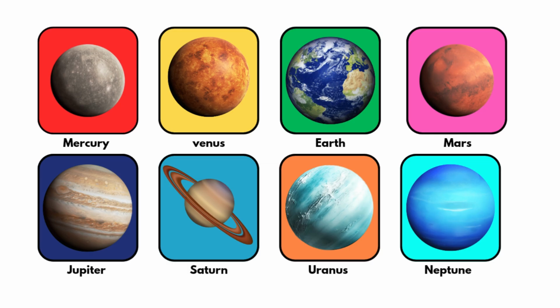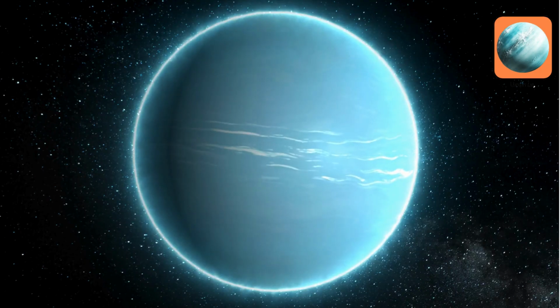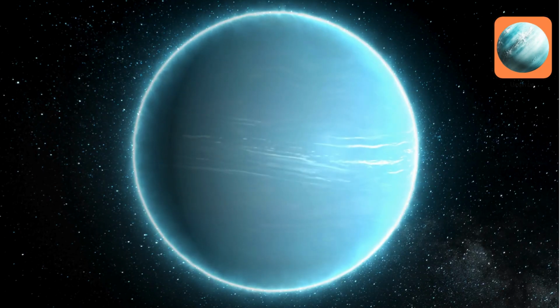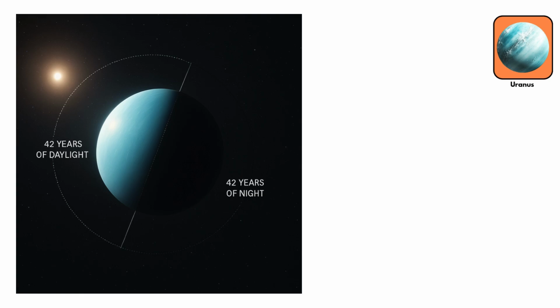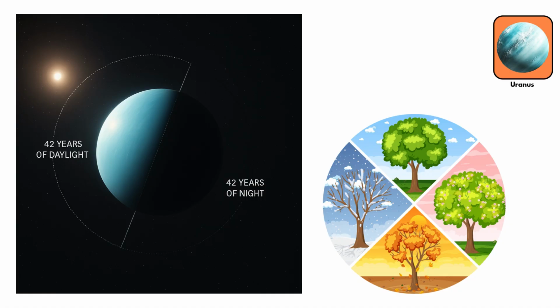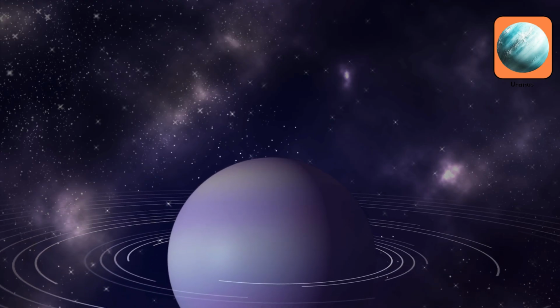Now, things get weird. Welcome to Uranus, the planet that rolls through space like a bowling ball. Tilted 98 degrees, Uranus spins on its side. Its poles take turns facing the sun. So, one pole gets 42 years of daylight, followed by 42 years of night. That means its seasons last decades. And even though it's bigger than Earth, Uranus is often overlooked.